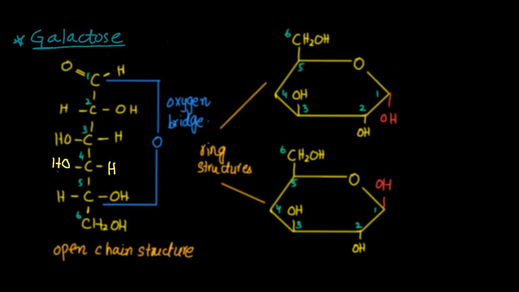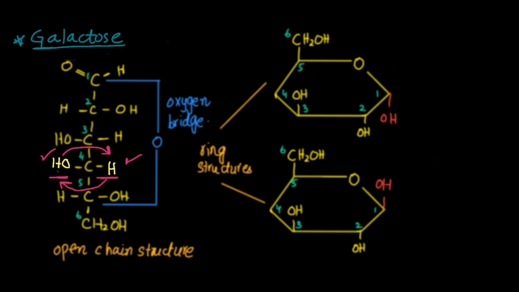The difference is in the fourth carbon. In glucose, we had the OH group on the right side of the open chain structure and the H group on the left side. This caused, in glucose on the fourth carbon, the OH group to be below the ring and the H to be above the ring. Now here in galactose we have reversed the order, and now the OH is on the left side and the H is on the right side.